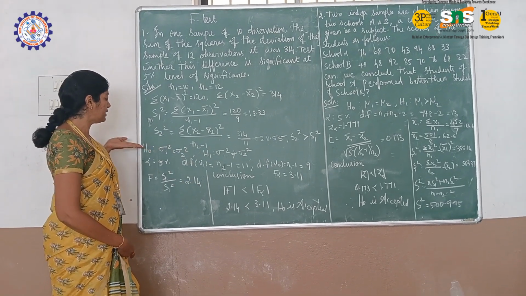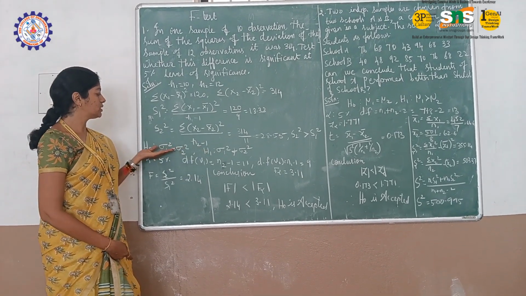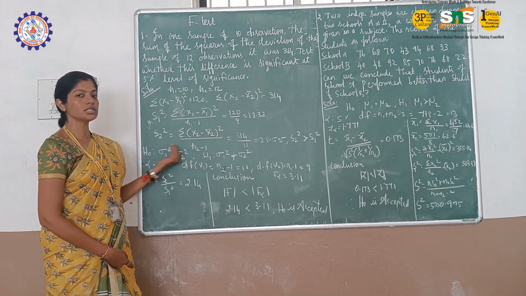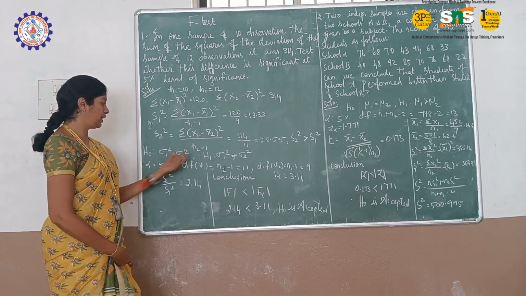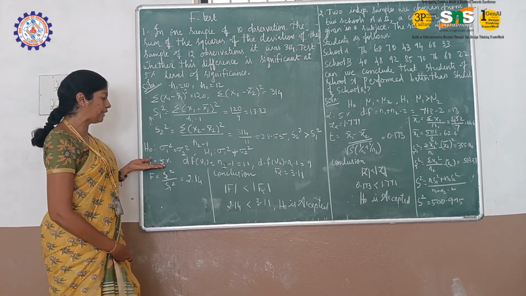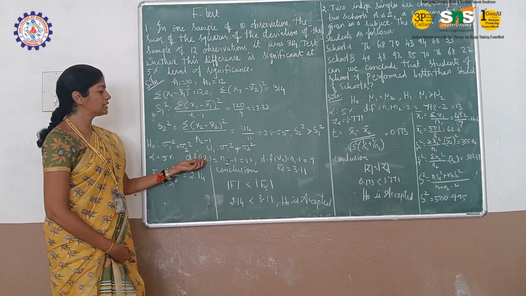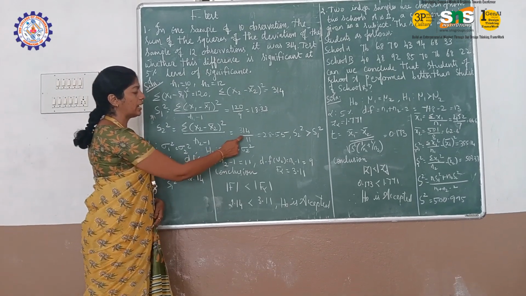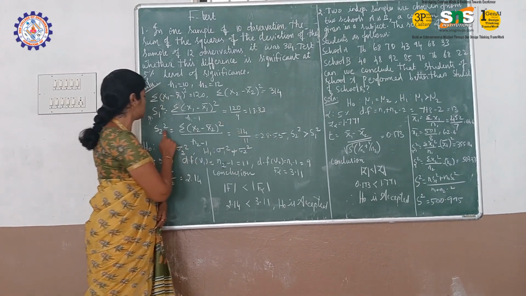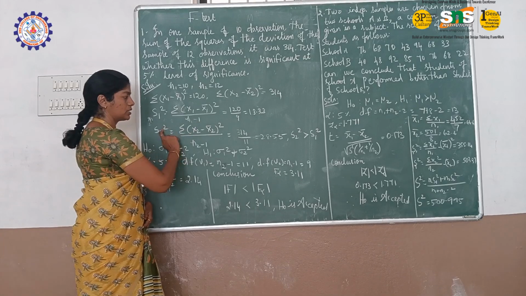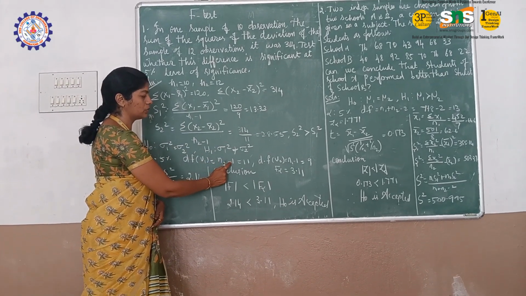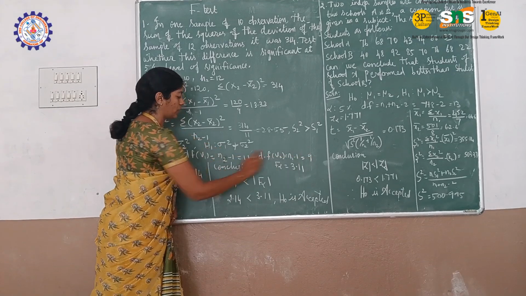So we have to write H naught and H1. H naught is sigma 1 square is equal to sigma 2 square. H1 is the opposite of H naught. Then we write the alpha value, 5%, and the degrees of freedom. When we come to the degrees of freedom, which one is higher? 28.55, that is the s2 value. So we take v1 as n2 minus 1 and v2 as n1 minus 1.